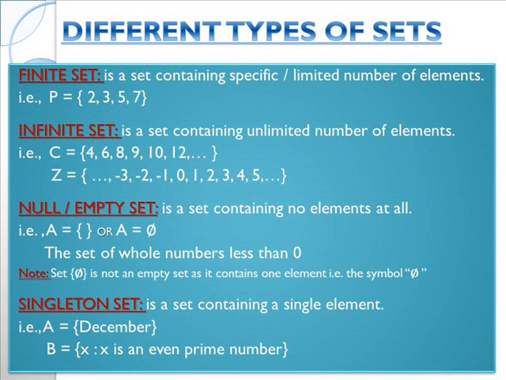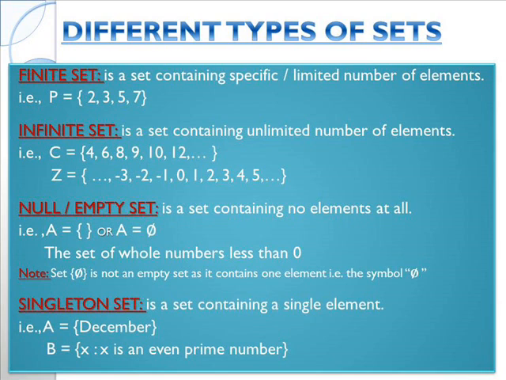Let us start with the first type of set, that is finite set. It is a set containing a specific or limited number of elements, just as we have this set P equal to {2, 3, 5, 7}, that is the set of first 4 prime numbers.